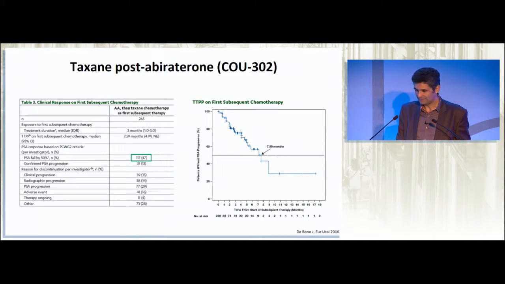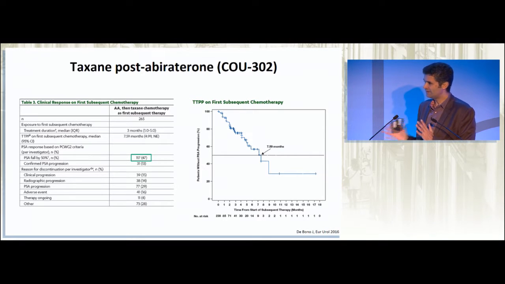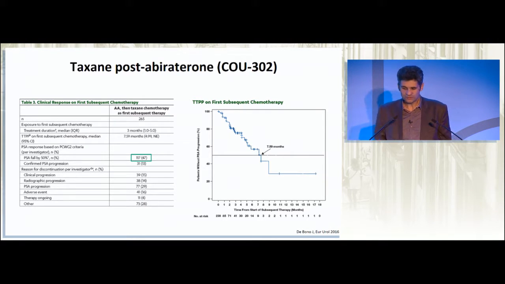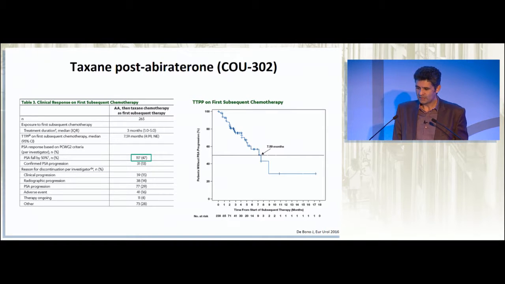Now, what about taxanes? Well, this is probably better news here, because the first data that came out from the Marsden supported some cross-resistance with abiraterone. It's not that true. And this is the largest experience that we have at the moment. It comes from the Q302 phase 3 experience. So 265 patients were treated after abiraterone failure with docetaxel. And as you will see, 47% of them achieved a PSA response, not far from what you would expect with docetaxel in de novo patients.